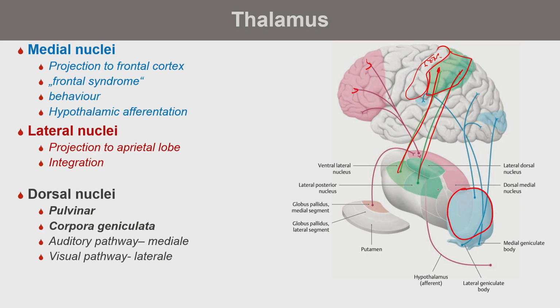This is the important pulvinar, again projecting into the non-specific area around the angular gyrus, where there are association centers, and the specific nuclei which are here. So the lateral one has a projection to the primary visual cortex and the medial to the primary auditory cortex. So the medial geniculate body is auditory and the lateral is visual.